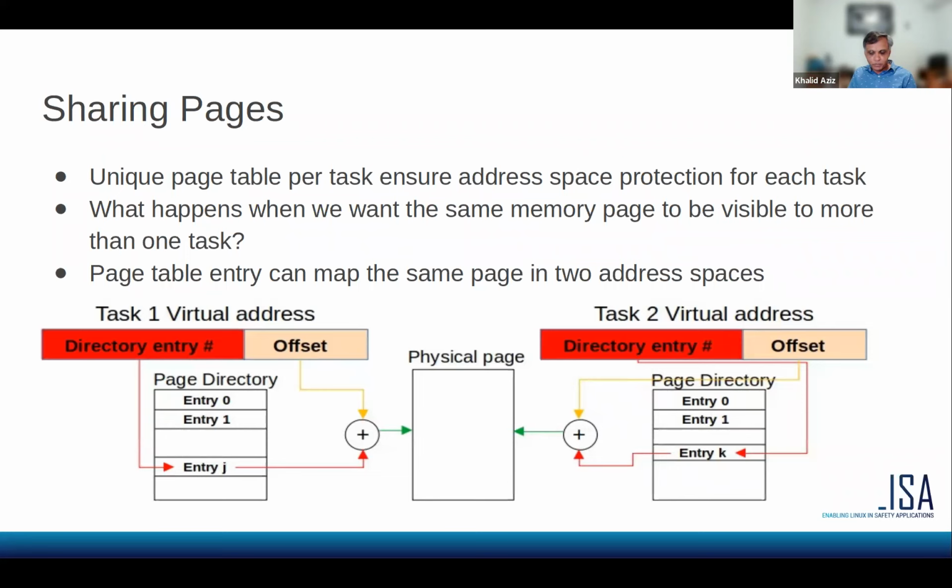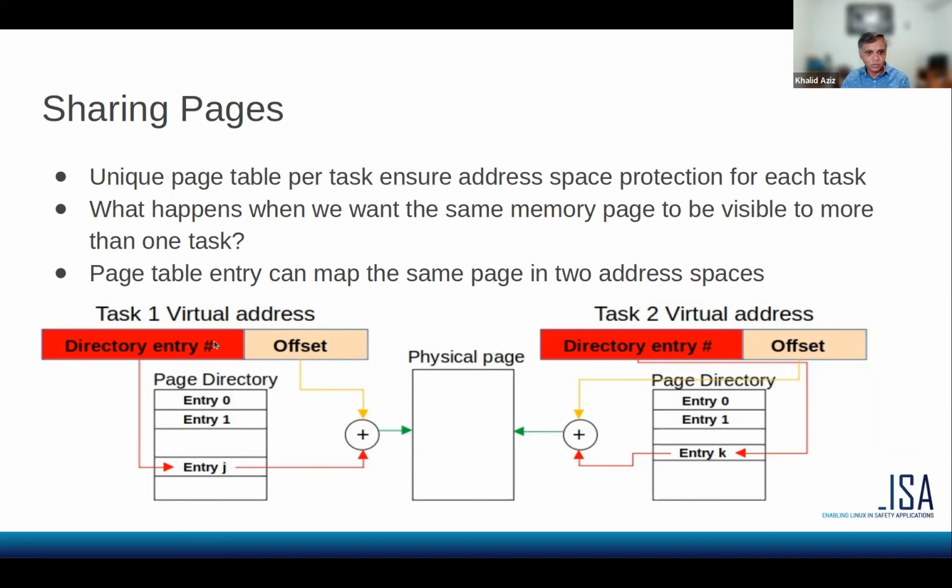But now we get to a point where someone says, but I want to share data with another task. And we both agree that we want to share, so give us a mechanism to do that. That mechanism is actually fairly straightforward. If we go back and look at the page table entry, all a page table entry does is say for this virtual address and this virtual page frame number, you go to this specific physical page address. Well, we could have an entry for two separate tasks where those two entries point to the exact same physical page.